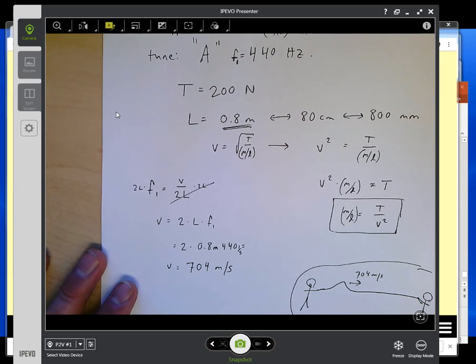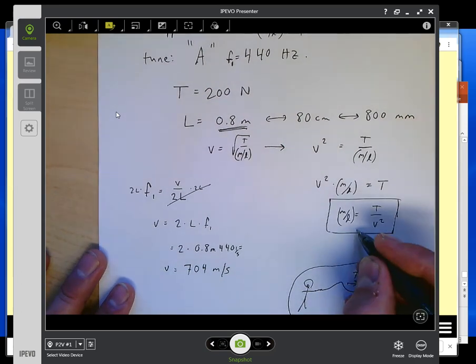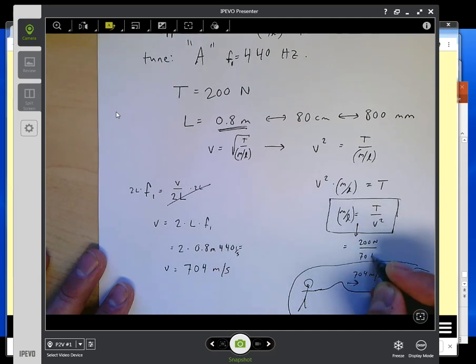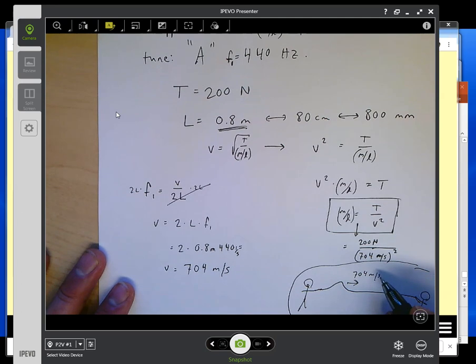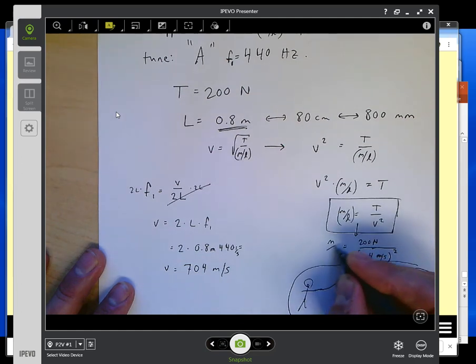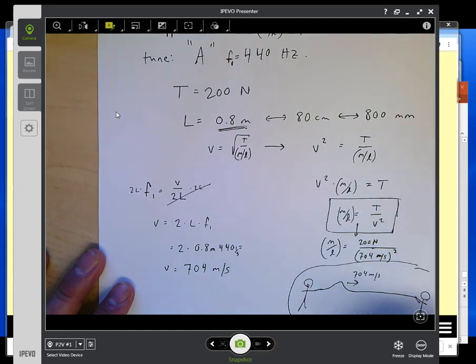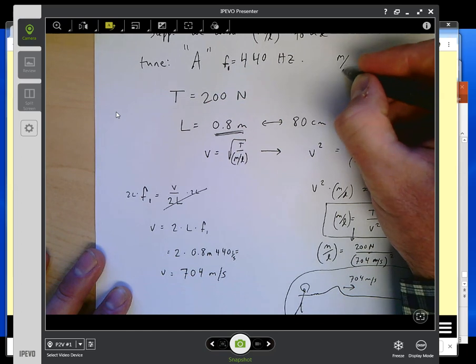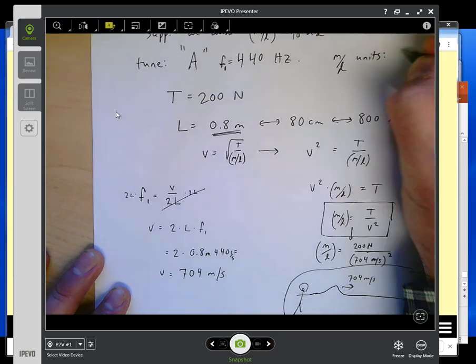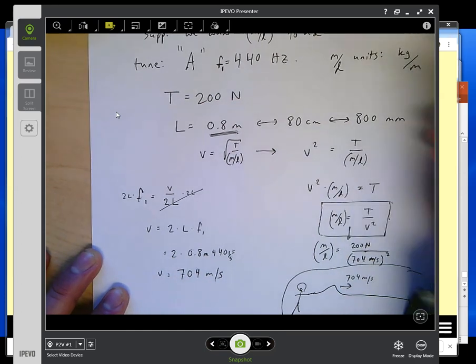So now we have everything that we need. This equation here, we can plug in 200 newtons, and we can plug in 704 meters per second. We have to square that. And it turns out, and I don't require that you know how to reprogram these units, as long as you know that what you need is SI units. And if you put newtons on the top, meters per second on the bottom, then the units of your mass per length are going to be kilograms per meter. So mass per unit length units is going to be kilograms per meter. Okay, I'll write that up there just to remind us.